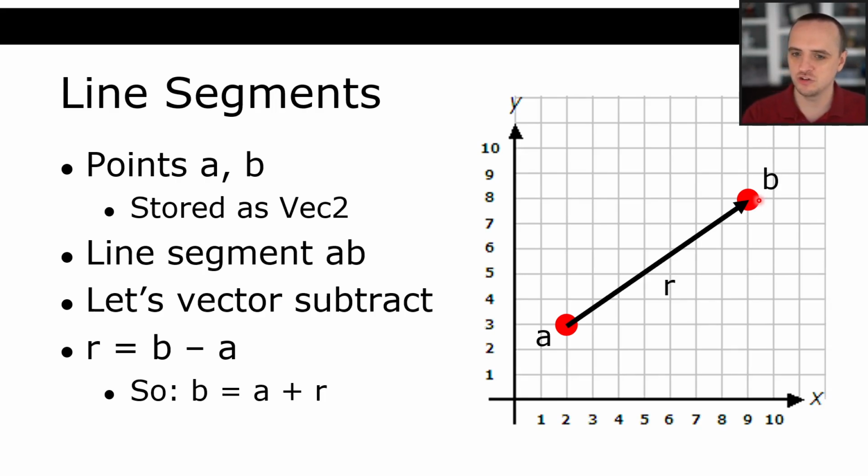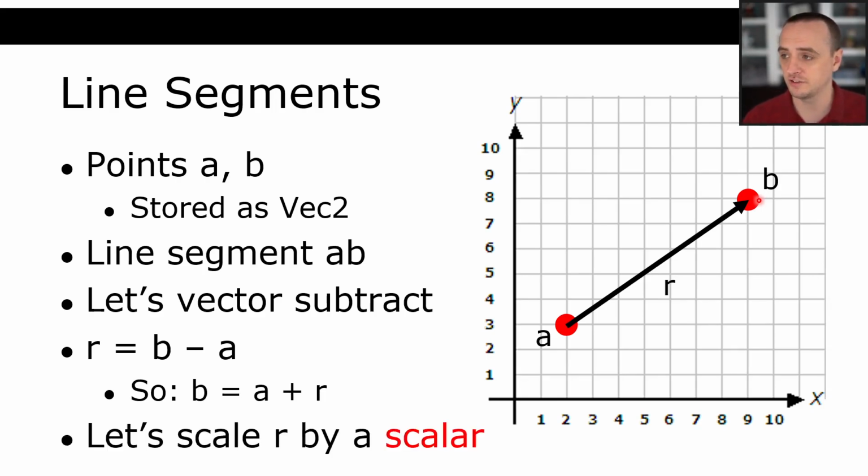But let's introduce another concept now called a scalar. We've talked about this before, but we're going to scale R by a scalar value. That's why it's called a scalar, because you get to scale something. Right here, if I take R as just R, then that's 1 times R. Our scale value is 1. So that's not very interesting. That's just R. So let's change our scalar value and see what happens to our vector.